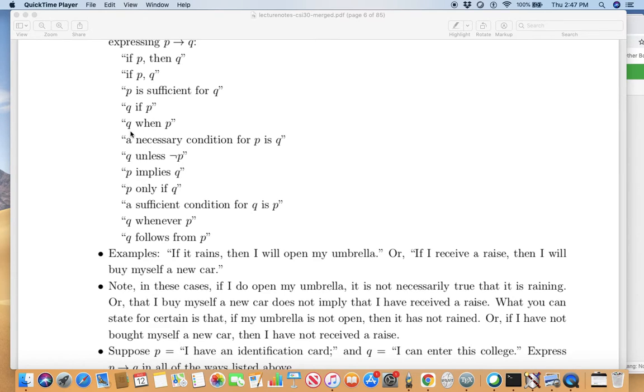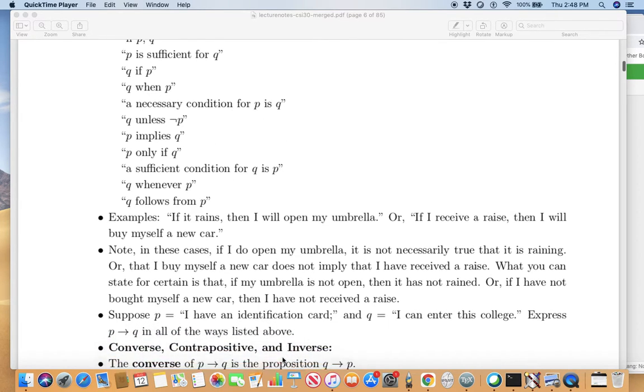I can enter this college when I have an identification card. A necessary condition for me having an identification card is I can enter this college. You understand what I'm doing? Wherever I see P, I'm placing this statement. Wherever I see Q, I'm placing this statement. So you need to rewrite all of these in these two. Okay, so take some time, do this exercise so you have a feel for it.